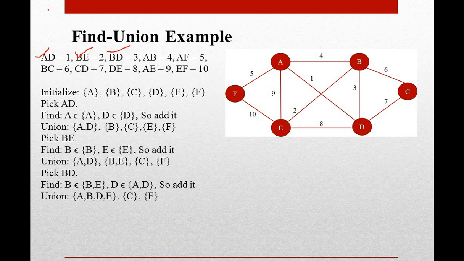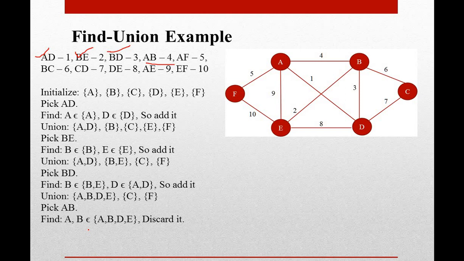Now let's choose AB. So pick AB. So let's check the belongingness. A belongs to both A and B, both belong to the same set, A, B, D, E. So that means they do not belong to different sets, they belong to the same set. So adding this particular edge will create a cycle.